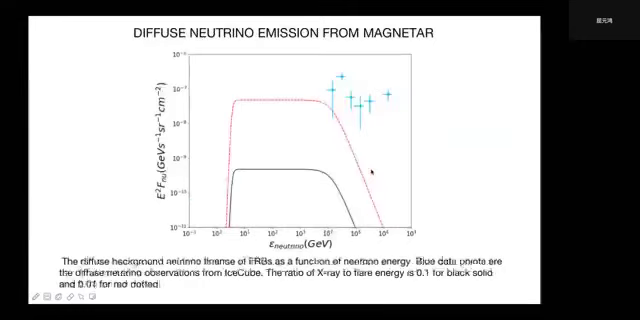We also calculated the contribution of all FRB-emitting magnetars to the diffuse neutrino background. The black curve is the case for nominal parameters, and the red curve is the most optimistic case. The blue data points are the observed diffuse neutrinos by IceCube. One can see that FRB-emitting magnetars can contribute up to a significant fraction of the observed diffuse background.